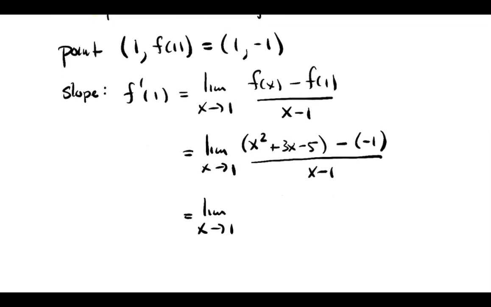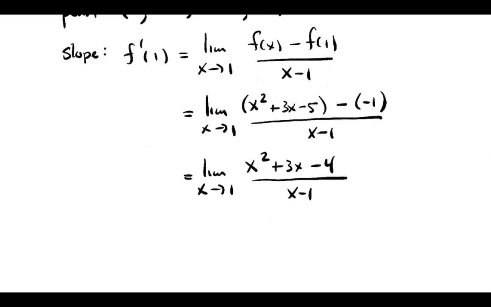Keeping my limit going along for the ride. I've got x squared. I've got 3x. Minus 5 plus 1 is minus 4. So now check that limit. Check the denominator. Letting x equal 1, of course, gives 0. What about when you put x equal 1 up here? You get 1 plus 3, take away 4. That's also 0.